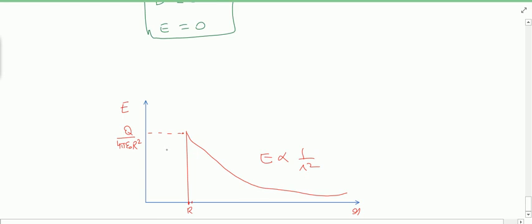So this is the electric field graph depending on the Gaussian surface which I'm taking. Up to capital R there is no charge enclosed, so the electric field is 0, and at the surface it is maximum, and after that it is decreasing inversely to the square of the distance at which I am considering the Gaussian surface.